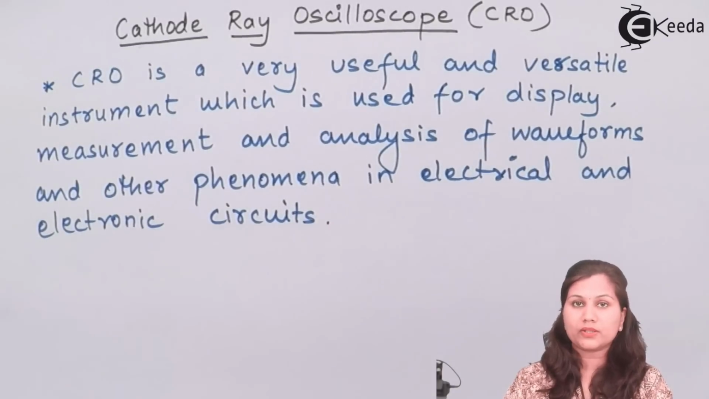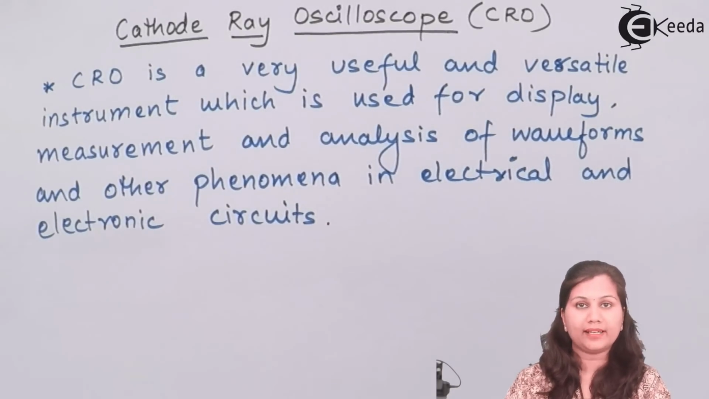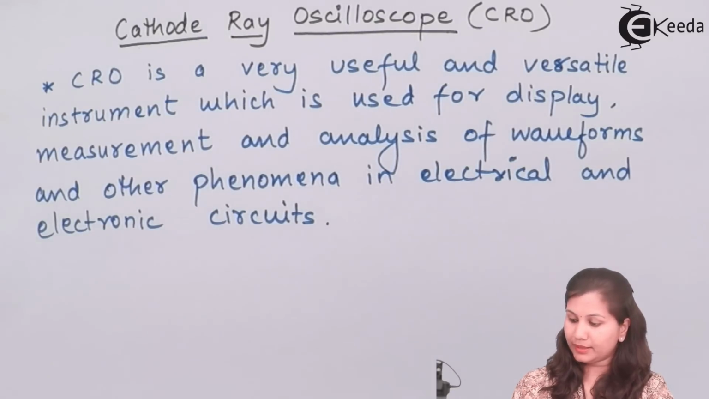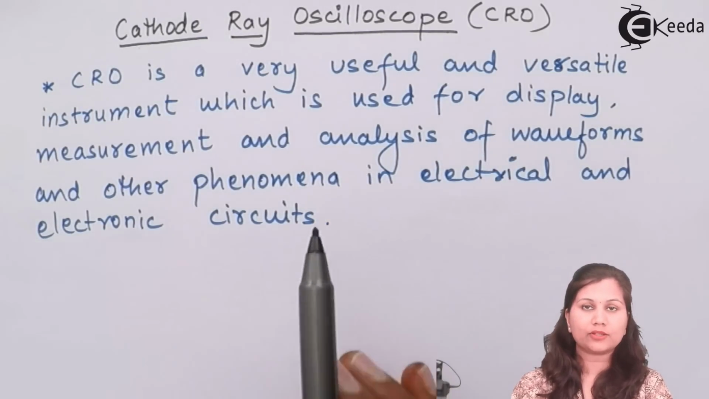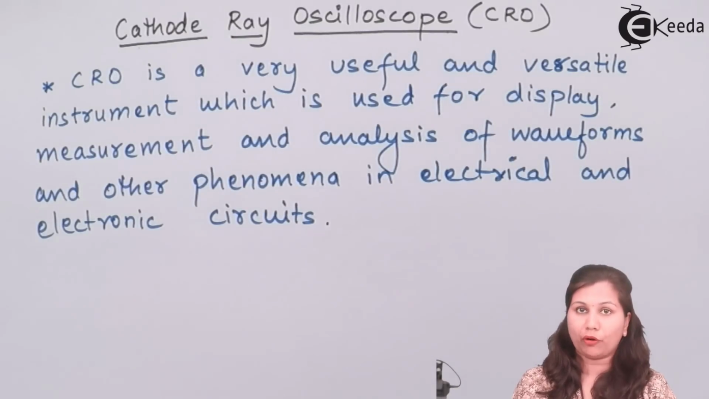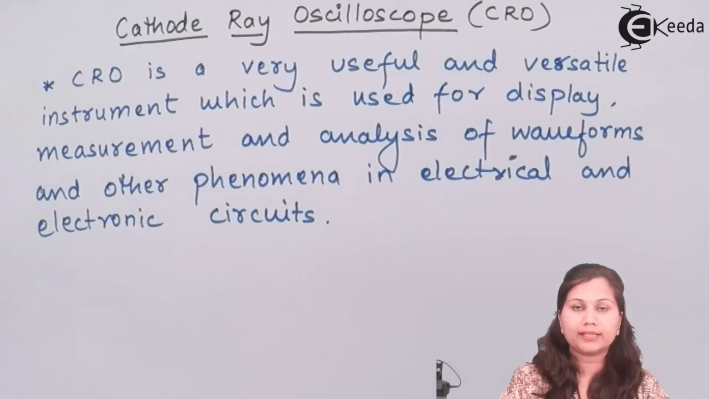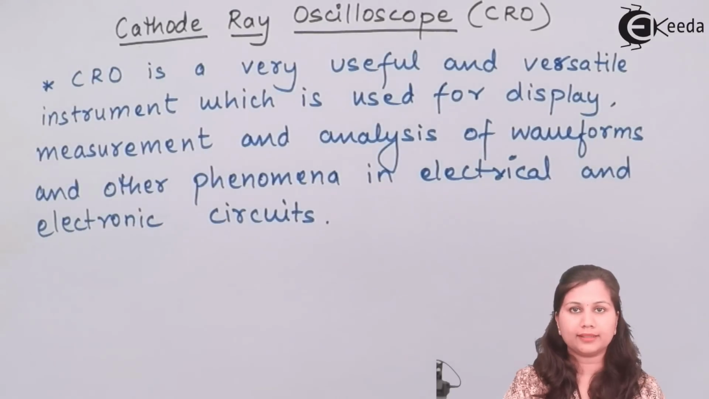The cathode ray oscilloscope, which is also known as CRO, is the most useful and versatile instrument which is used for the measurement, display and analysis of various types of waveforms and also other phenomena in electrical and electronic circuits. So we can say that CRO is basically a test instrument which helps an individual to plot a signal versus time or another signal.